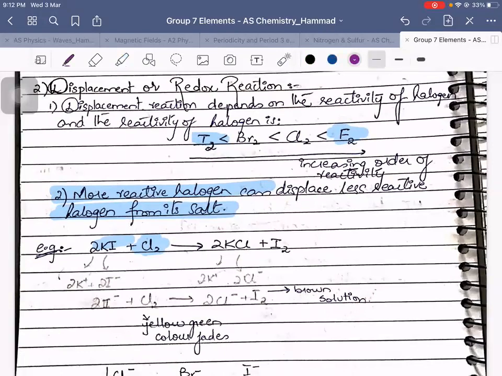You are asked to write the observations. Chlorine is a yellow-green gas, so the yellow-green color fades away, and violet vapors are formed, or a black solid is formed, or a brown solution is formed, whatever the state is given to you.